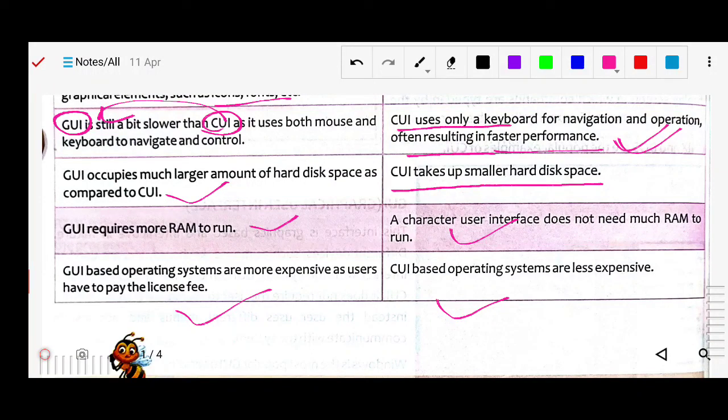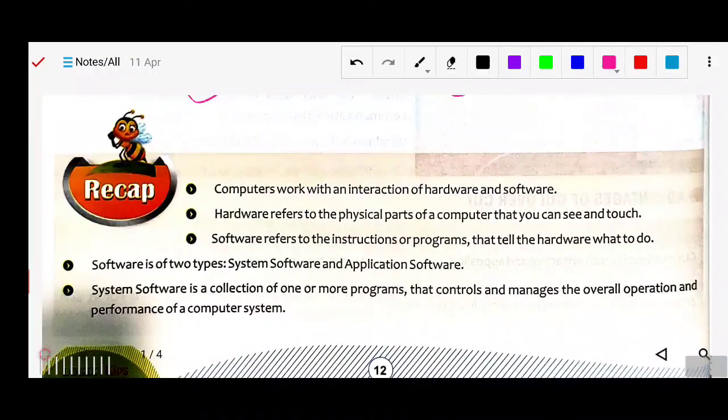So you can write in your copy, and once you go through this chapter, read it out. Okay, and these are some recaps.